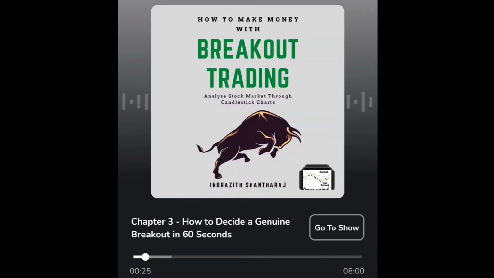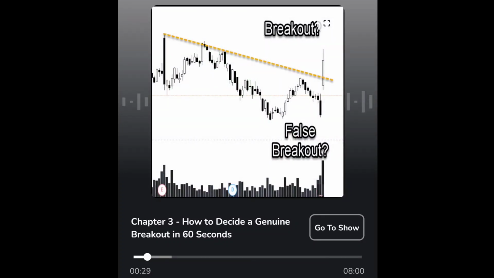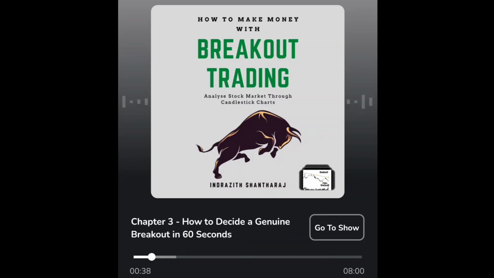We will have a look at some of the charts. If you look at image 3.1, the price has closed above the resistance trend line. Do you think it's a genuine breakout? Don't forget, we are ignoring the big selling wick on the breakout candle, the big upper shadow.